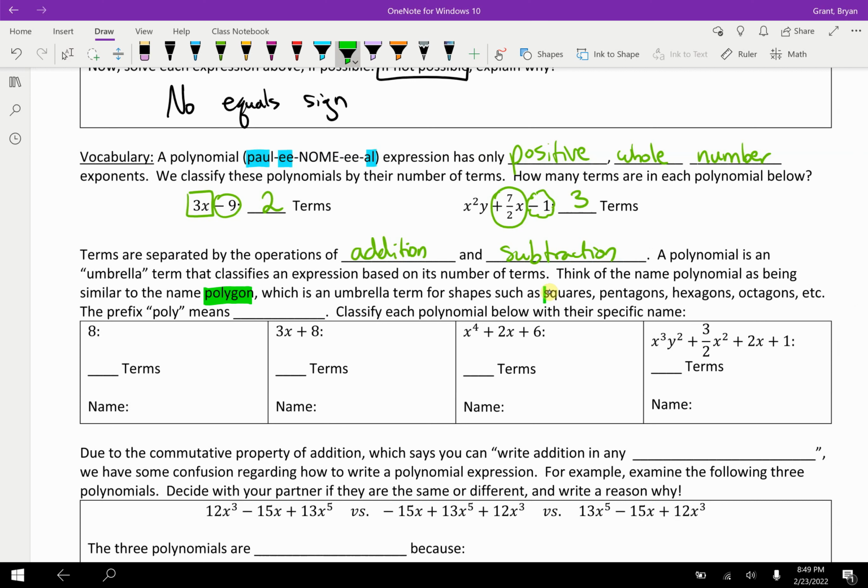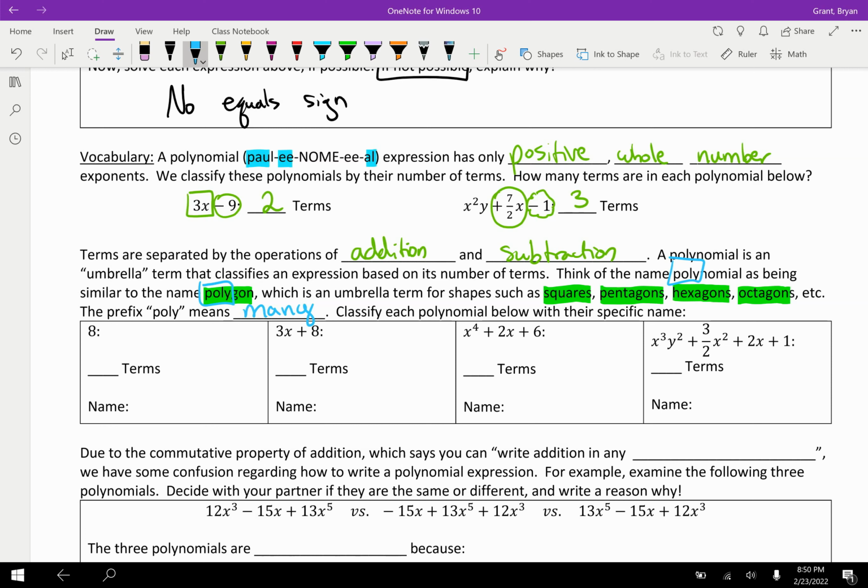For example, a square is a polygon. A square is a four-sided shape. A pentagon, that's what you're thinking. A pentagon is a type of polygon. A pentagon has 5 sides. A hexagon has 6 sides. An octagon has, stop sign, 8 sides, and so on and so forth. In fact, this prefix poly that we've seen both these times actually means many.